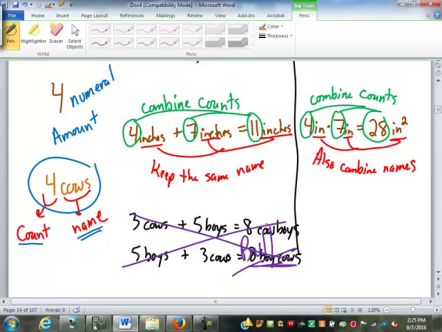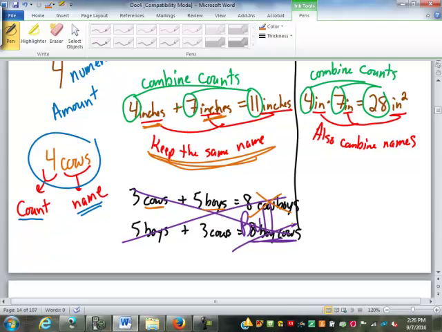But there's a point behind that joke. When we add numbers, we're going to keep the same name, which implies that we had to start out with the same name. Inches and inches just stays inches. Here we had cows and boys. We had different names, so we don't know what name to keep. Because of the fact that we're going to keep the same name when we add numbers, we must start with the same name.